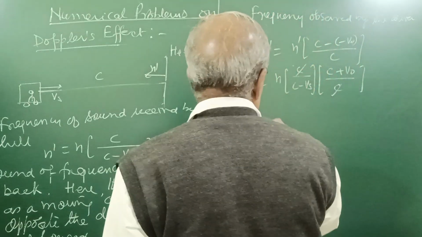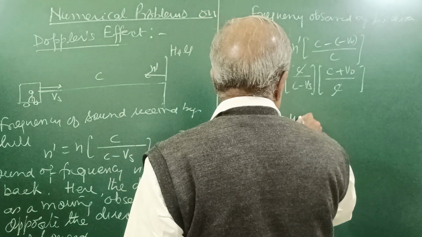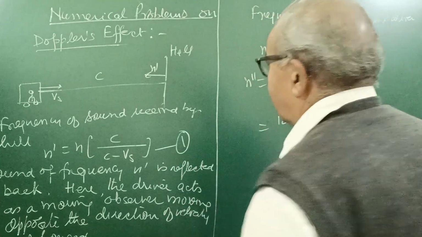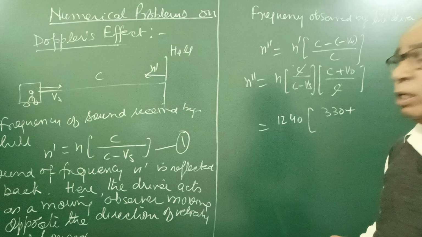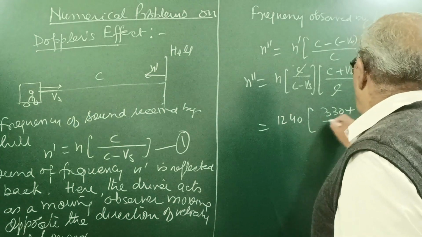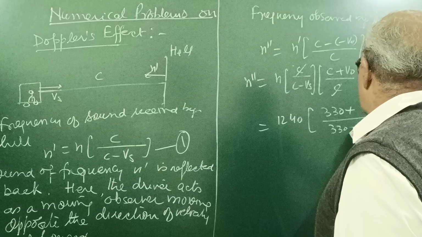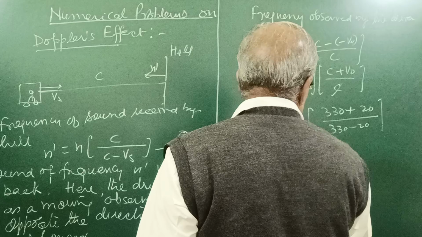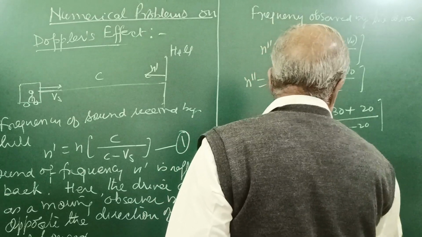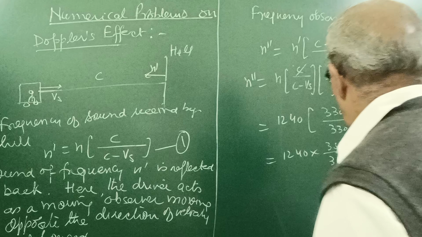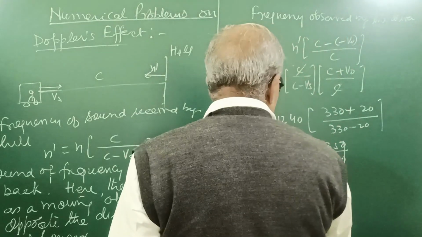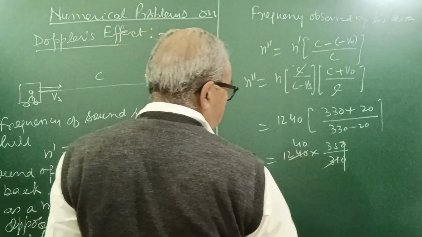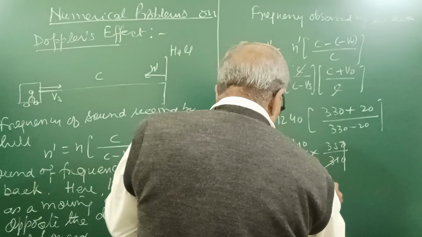This c cancels, and we have 1240, 330 plus 72 km per hour converted into meter per second, which is 20, upon 330 minus 20. So it is 1240 into 350 upon 310. It is 40 times, 4 times 1 is 4, 4 0, 1240.